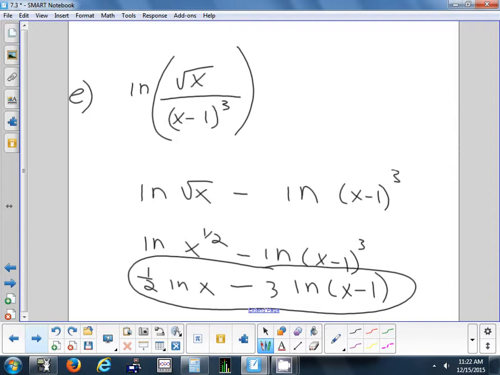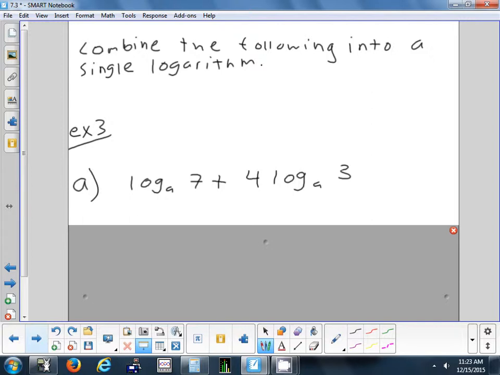Okay, so any questions on taking a log and breaking it down, kind of splitting it apart? All right, so if we can split it apart, if you reverse everything, we can combine it back together. This is a log that would have been a final answer in our last step. Now we're going to put it back as a single log.